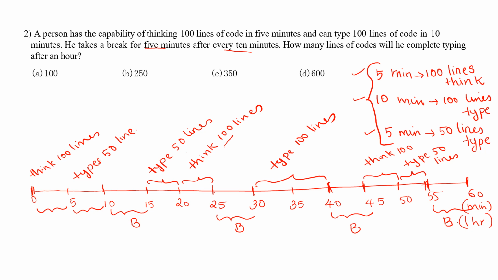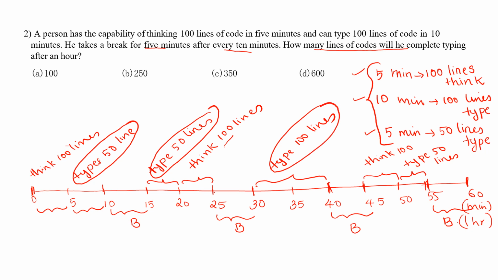So in 1 hour, how many lines of code will he complete? Okay, typing completed, that is, here 50 lines, here again 50 lines, then 100 lines he types, then 50 lines he types. So in total, in 1 hour he types 250 lines. So B is the answer.